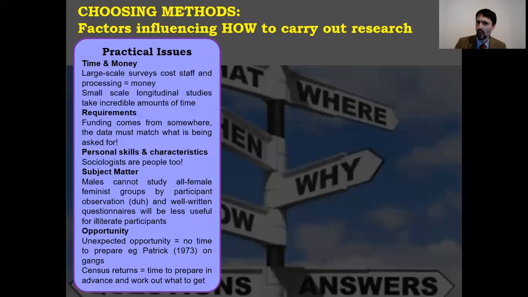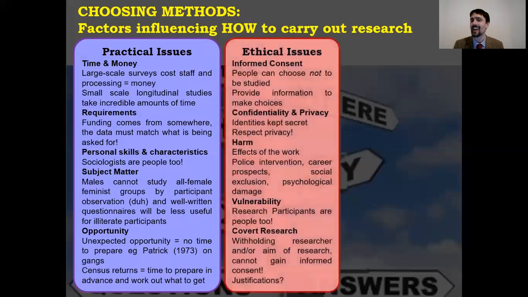So that's practical. The second is ethical. Ethical is trying to make sure that you stay morally correct. Now, we talked about this already. I said that sociology doesn't offer moral answers to questions, but in how we gain the answers to those questions, it does offer moral quandaries that sociologists would do well to keep in mind and try and work their way around.